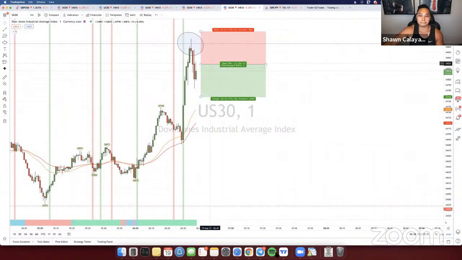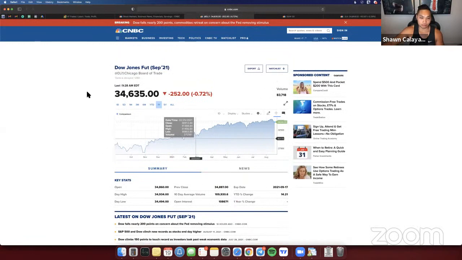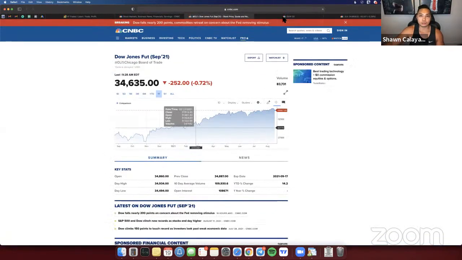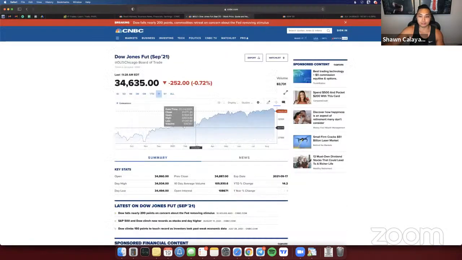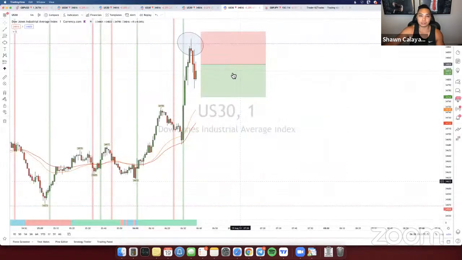But I need to check the index. I need to make sure the index is still going to continue to drop. I don't want to enter too early like we did yesterday. We entered too early, and we ended up being burnt. So let me just see over here what else we're looking for.